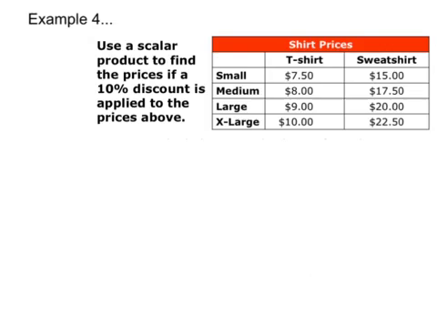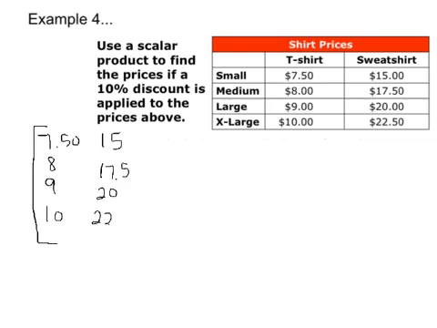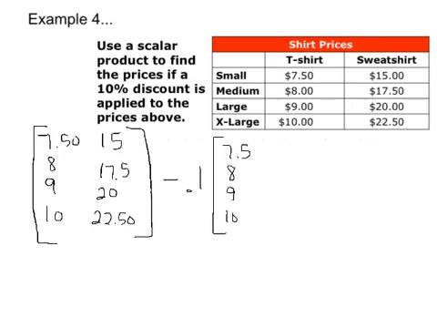Okay, you can also use a scalar product in real world situations to find things like increase in price, discount, sales, stuff like that. So if we use a scalar product to find the prices if a 10% discount is applied to the prices above, it's pretty simple just to set up a matrix with all the prices. So if I wanted to do 10% discount, I would take my original price and subtract 10% from that price. I would do the scalar product, set up a problem like this.